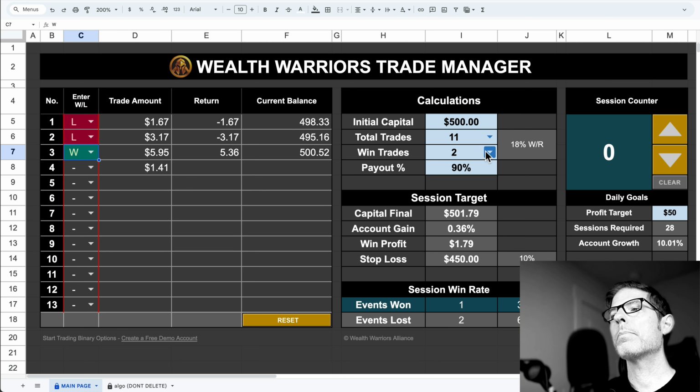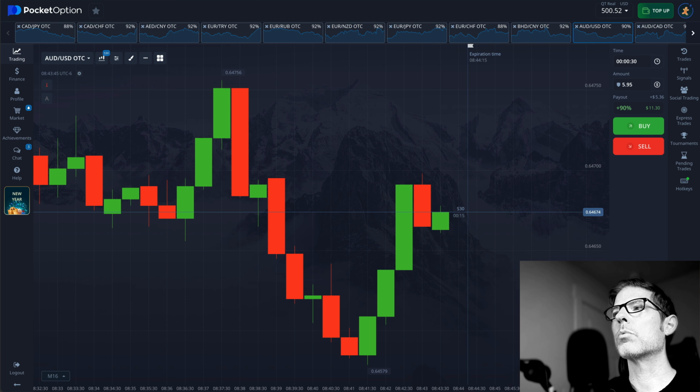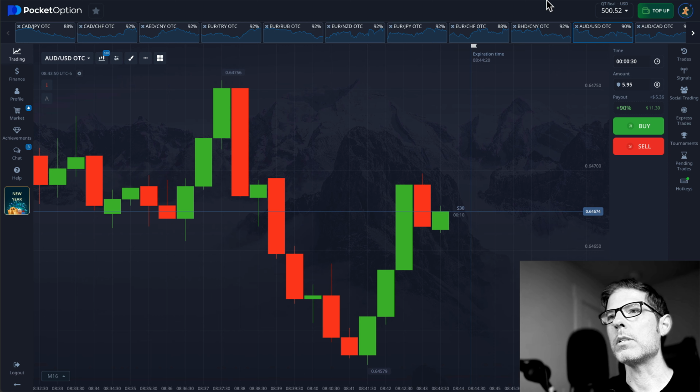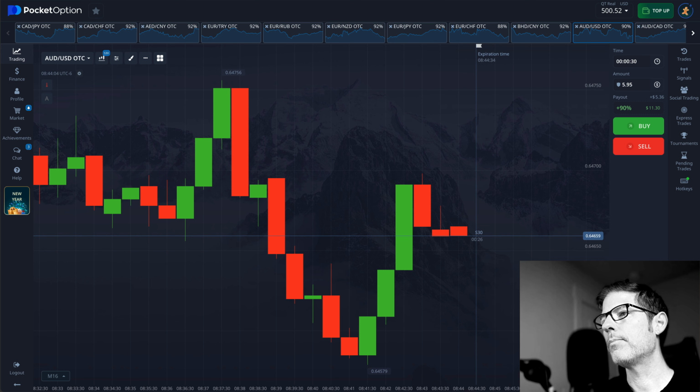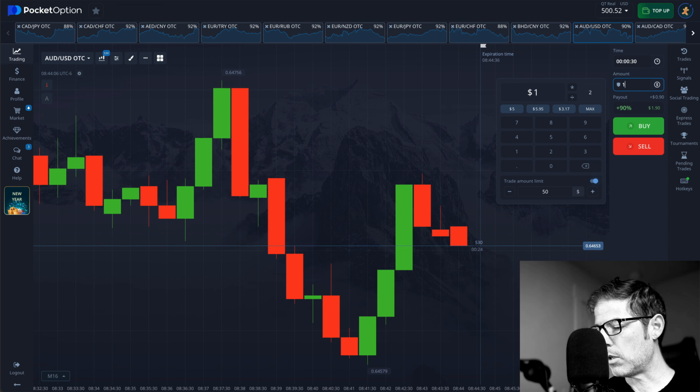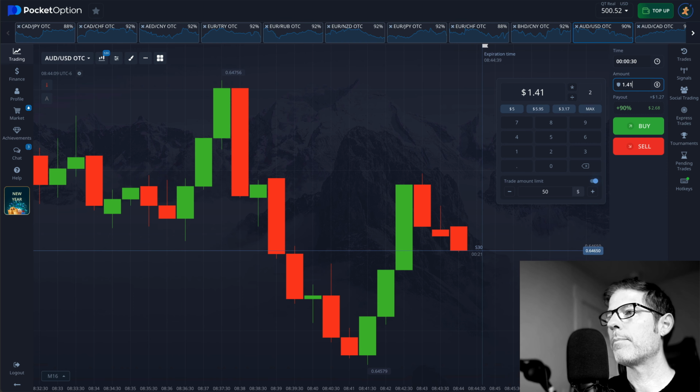Now, we've set up the settings and the calculations inside of the trade manager. We must win 2 out of 11. So we're profitable, but just barely, by like 50 cents or something like that. But the goal of this trading session is to have at least 2 wins out of 11. And so I will go ahead and enter in the next trade amount that the trade manager gives me, which is 141. And now I'm using a smaller amount, so that's nice.